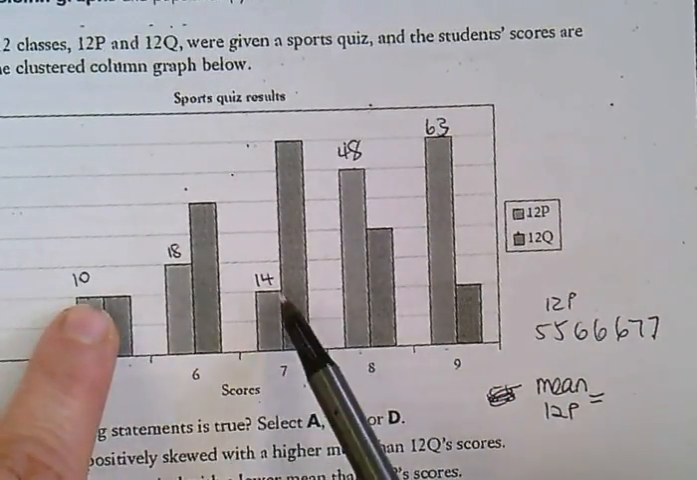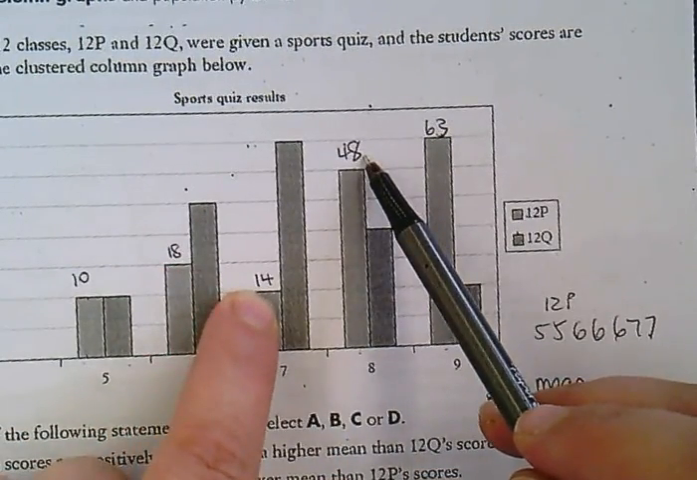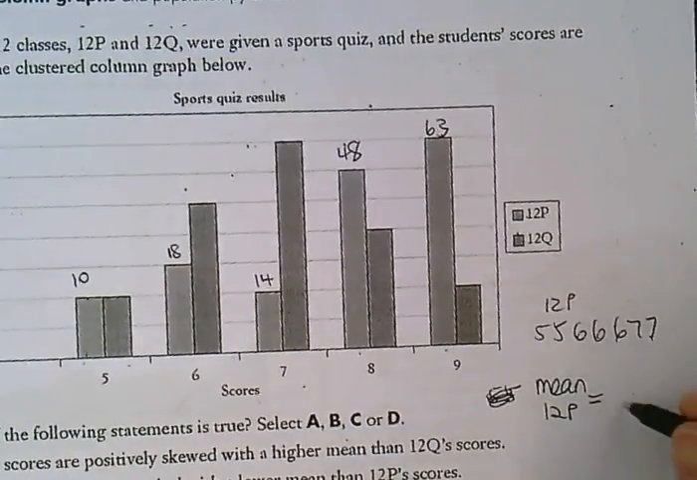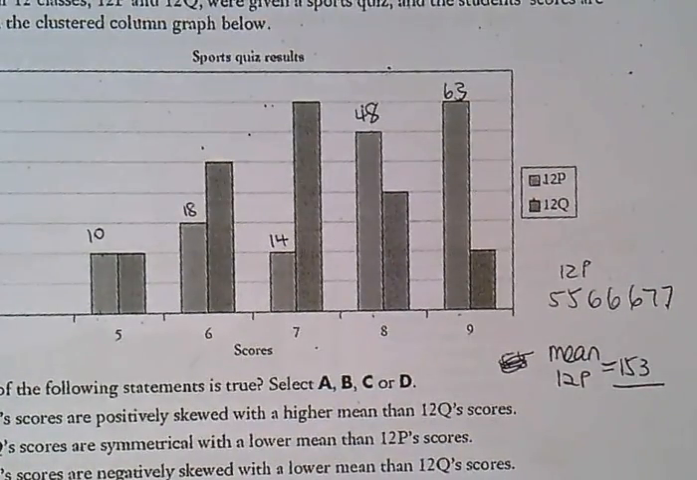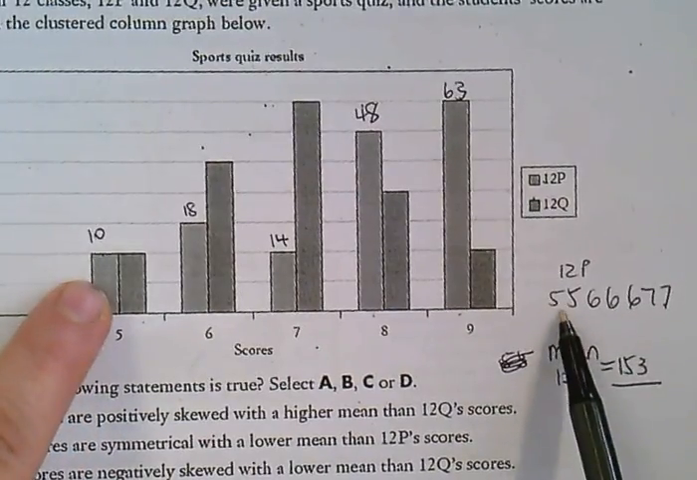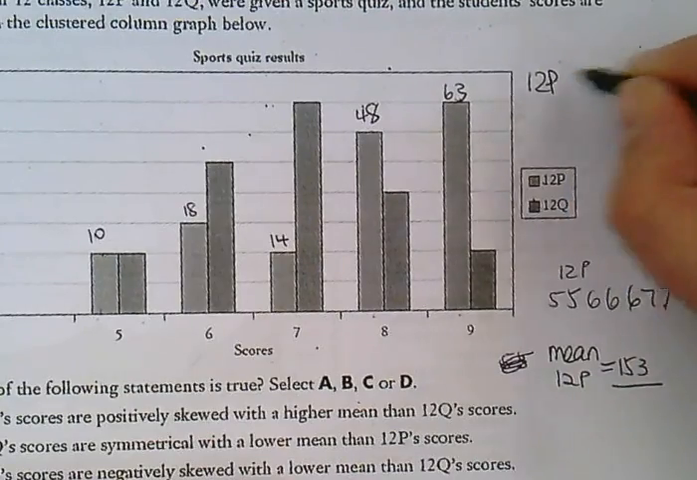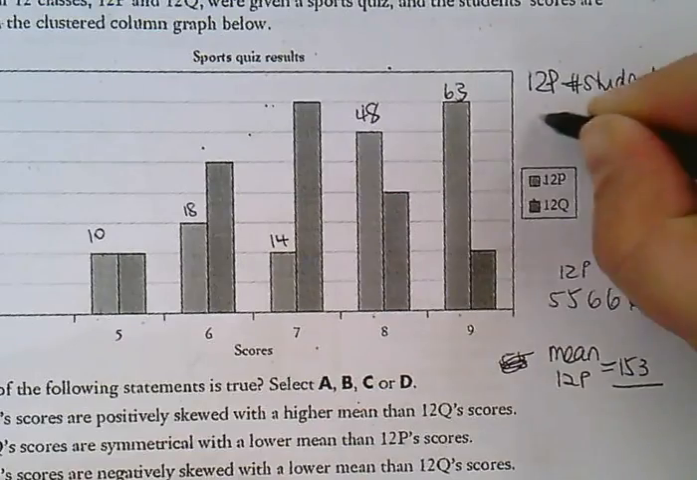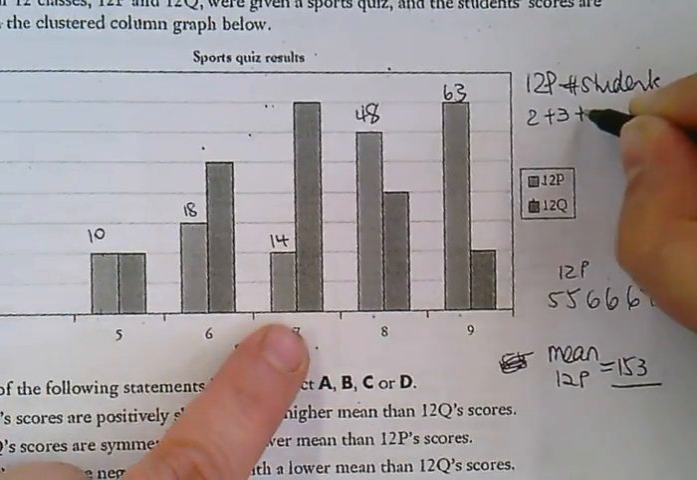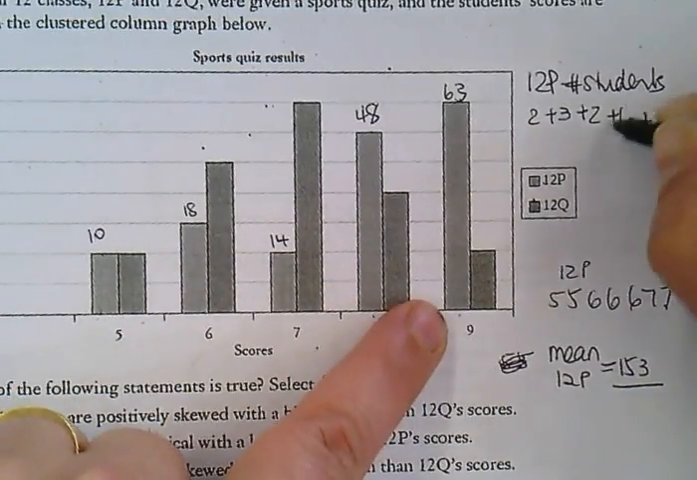So 10 and 18, that's 28, 42, 90, 153. Remember, your mean is your sum of scores over the number of scores. How many people were in that class? Look here how I've written out the data. I had 2 people, 3 people. Do you get it? So 12P, the number of students, was 2 plus 3 plus 2 plus 6 plus 7.